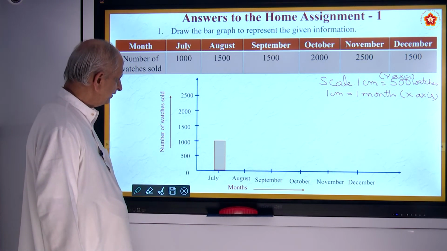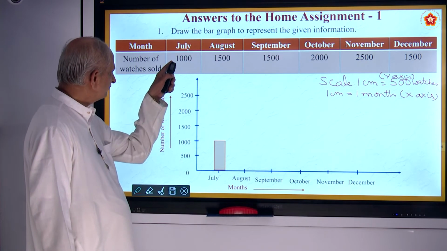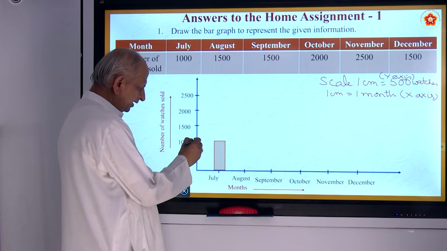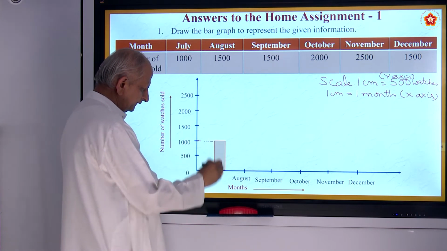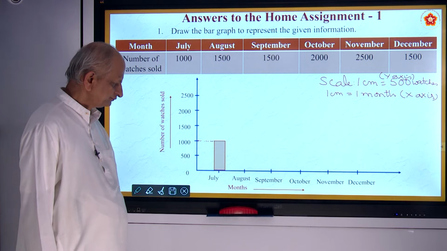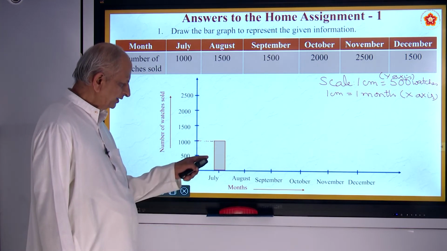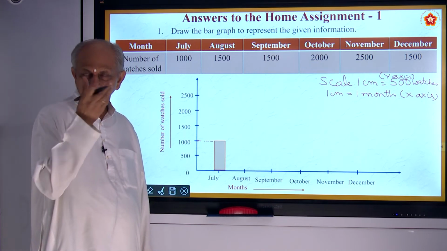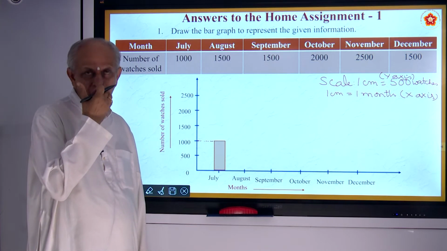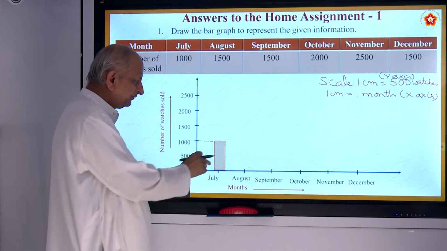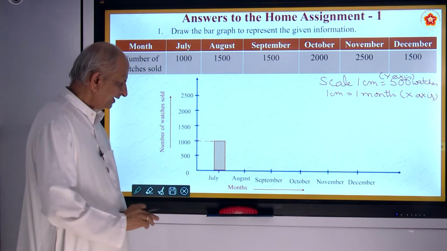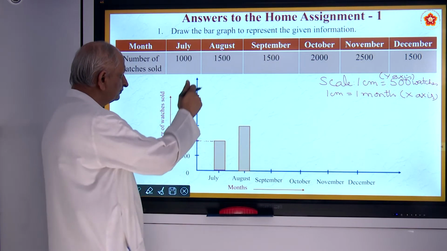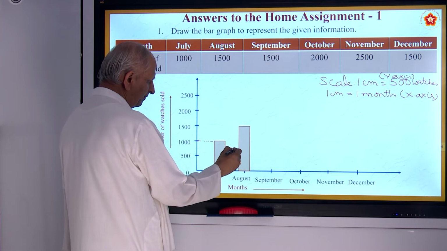Okay. Then in the month of July, it is 1000. So where the 1000 comes, you must draw a line here, like this, dotted lines. And here very important is the breadth of the bars. This is called a bar graph, the breadth should be the same. And the distance between two should also be the same. So this distance should be the same here.